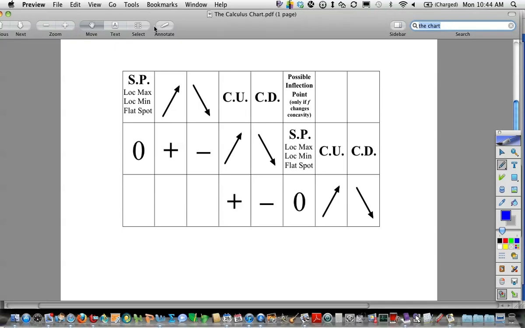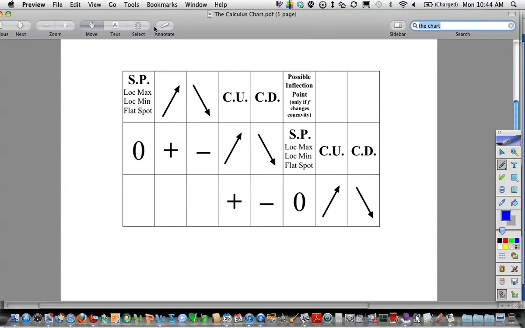So now there are some similarities, right? Where are we going to look for local max mins? When the derivative is 0. Still going to look at stationary points. So that part of the question will be the same. But then we're going to check when f prime changes from positive to negative.